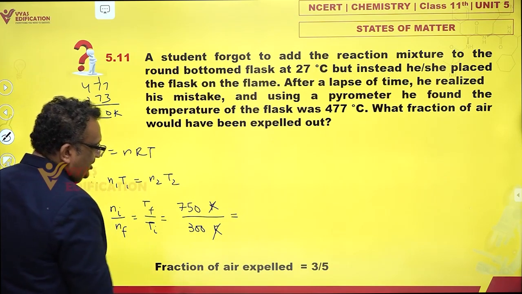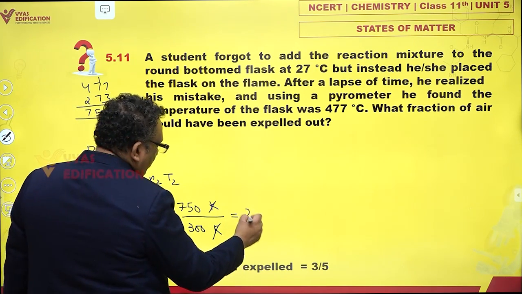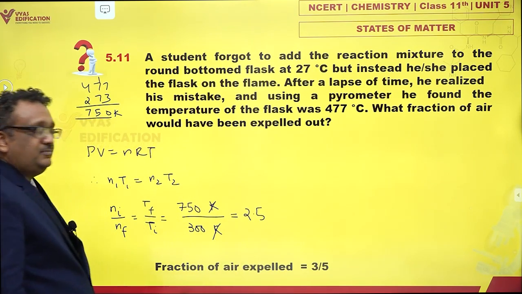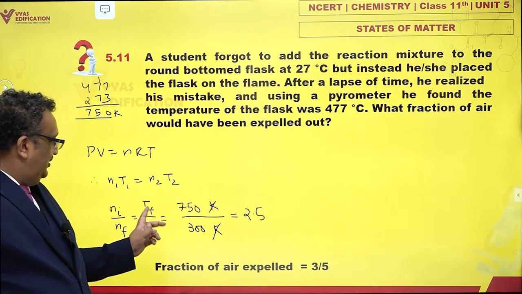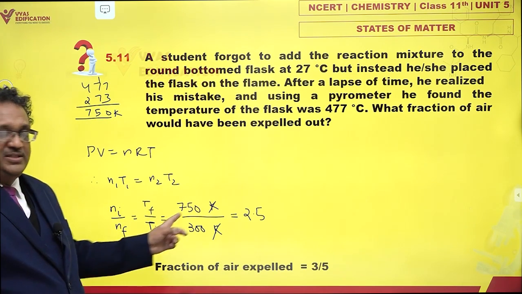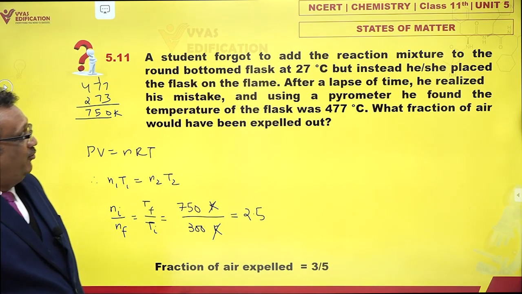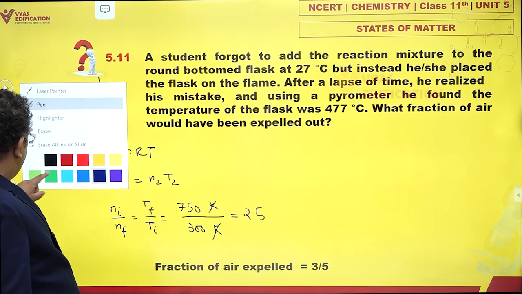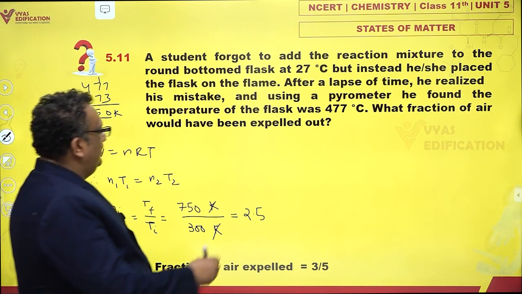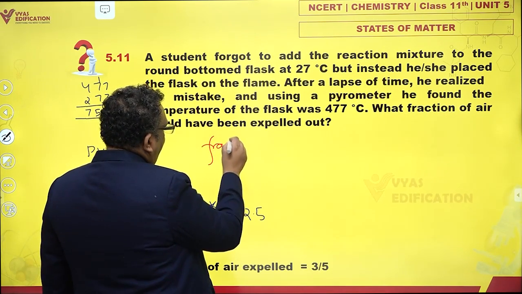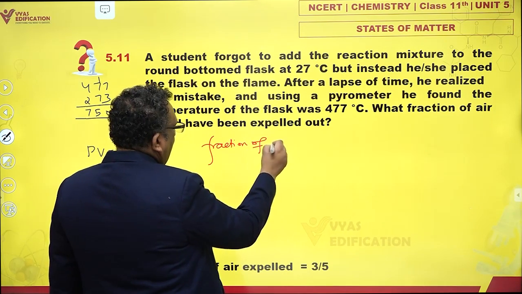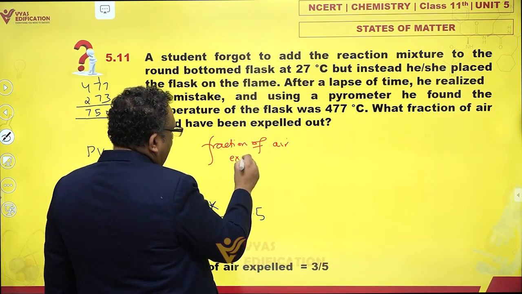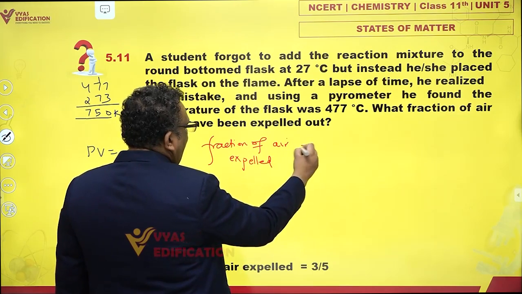How much is this ratio? This comes out to be 2.5. So the ratio of initial and final moles is 2.5. And what they have asked you is what fraction of air would have been expelled out. So you can say, fraction of air expelled. Can you find the expression for it?